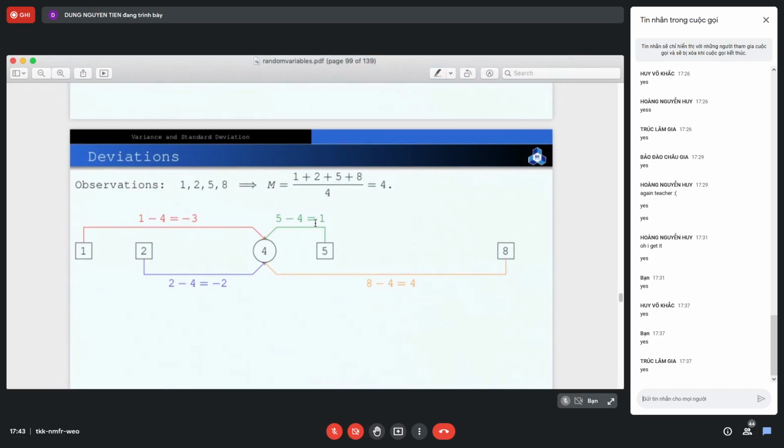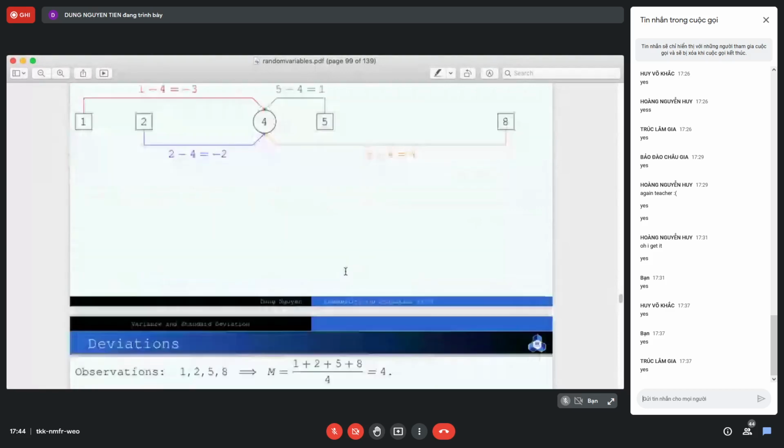If all those deviations are close to 0, then we think that all the observations are close to the mean value. It means that the variation is small. If all these numbers are far from 0, then the observations are far from the mean value, and the variation is big.